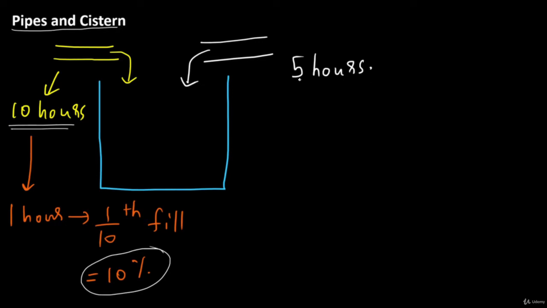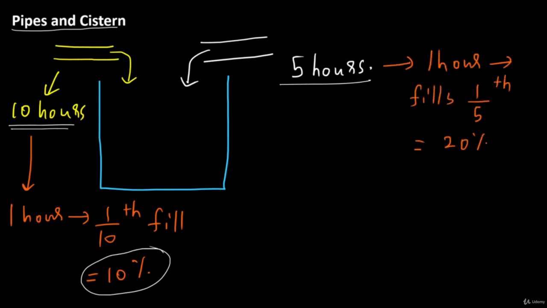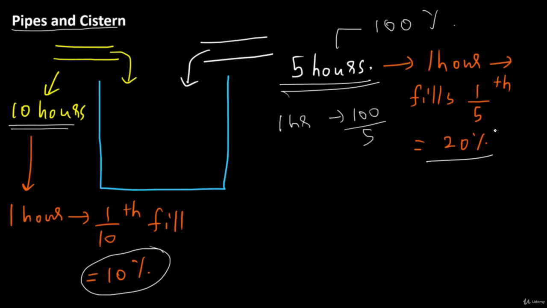Now, over here we have the other pipe. This pipe can fill the whole tank in 5 hours. Therefore, in 1 hour, it can fill 1/5th of the tank, which is equal to 20% of the tank, right? You can also think of it like this. In 5 hours, this pipe can do 100% of filling the tank. Therefore, in 1 hour, this pipe can fill 100/5, which is equal to 20% of the tank.